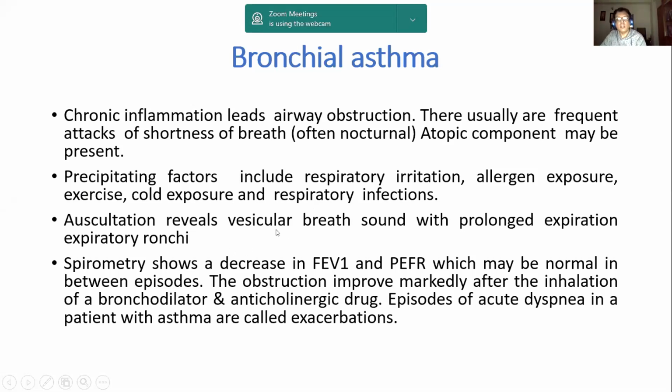Auscultation reveals vesicular breath sound with prolonged exhalation, with or without bronchi. The spirometry reveals a reduced FEV1 and peak expiratory flow rate. But in between the episodes, these are normal, and there is a dramatic improvement after use of bronchodilator and in some cases with anticholinergic drug. And there may be some acute exacerbations as well.